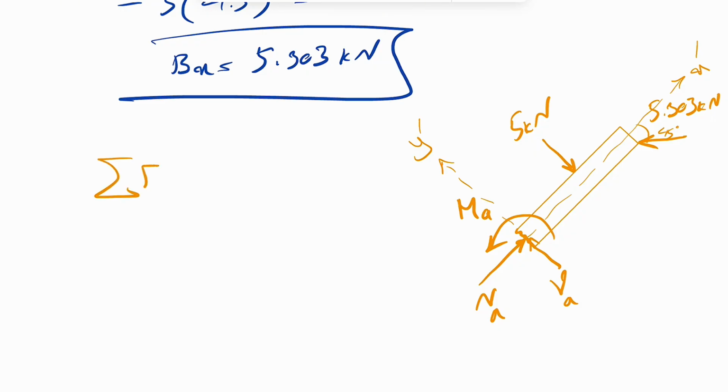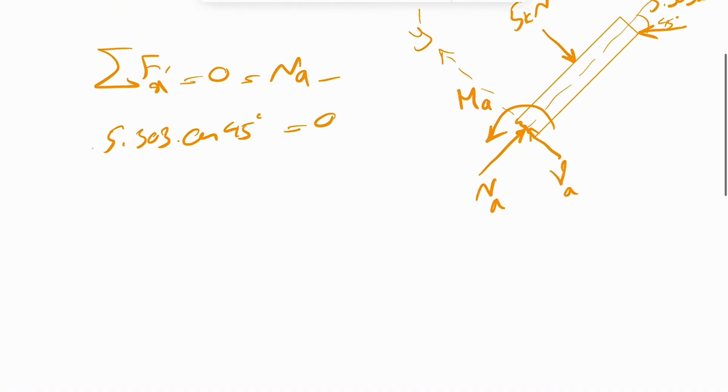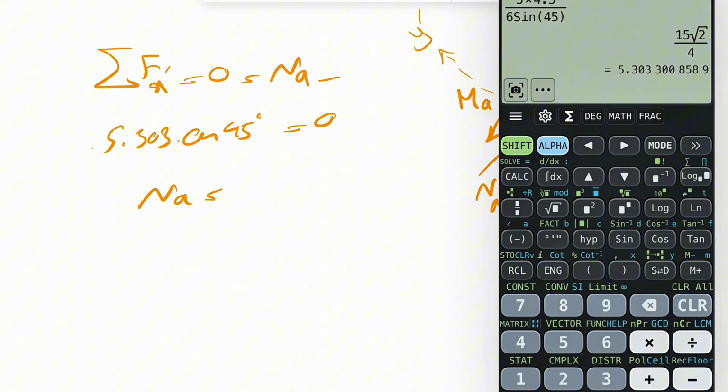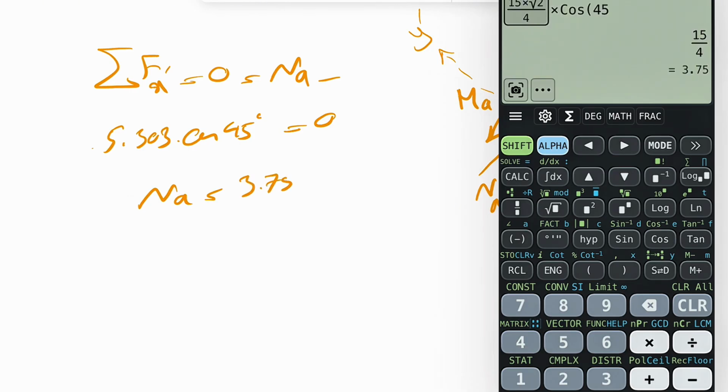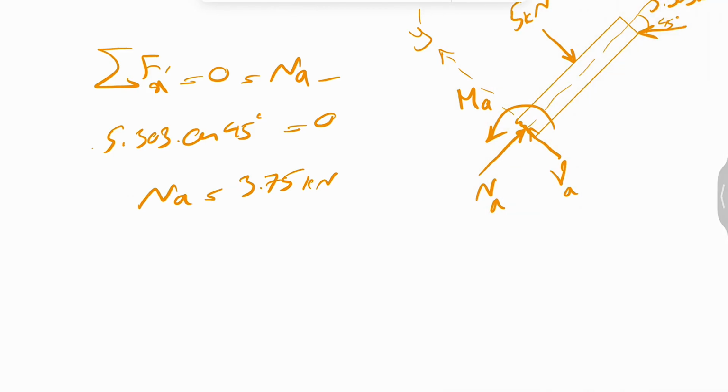So the sum of all forces in x prime equals 0. We're going to have NA in that direction, so positive, and negative the x component of the 5.303 times cosine of 45 degrees equals 0. So NA will be basically this times cosine of 45, which is 3.75 kilonewtons. We didn't get a negative sign, so the direction for NA that we assumed at the beginning is correct.